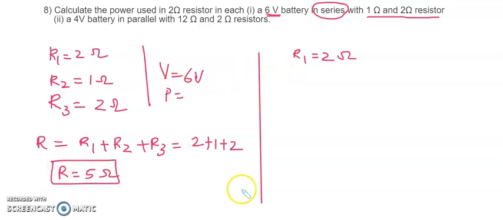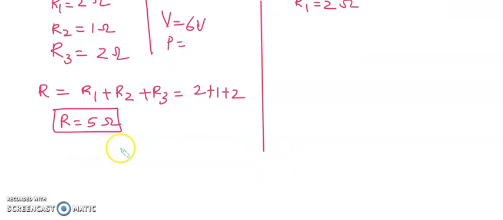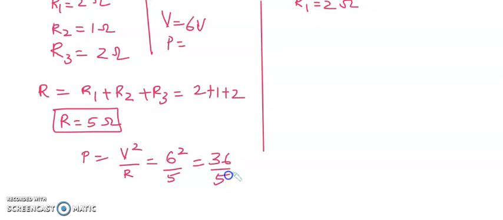Right? And the voltage is 6. The formula for power in terms of voltage and resistance is V square by R, which is 6 square by 5, which is 36 by 5, correct? So the power is equal to 7.2 watt. Clear?